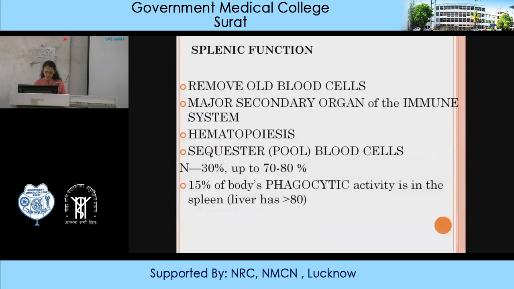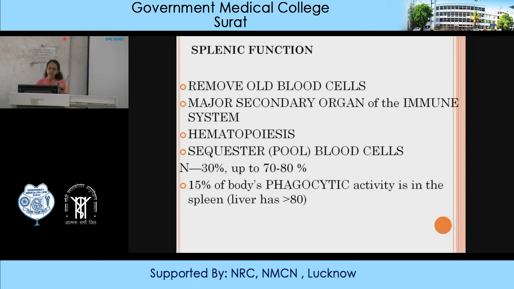Splenic function, in viva can be asked what are the functions of spleen, that to remove old cell, major secondary organ of immune system, hematopoiesis. Sometimes when bone marrow is actually compromised in aplastic anemia, or sometimes bone marrow has been replaced by malignancy, then hematopoiesis occurs in liver and spleen. So actually one can see the hematopoiesis in spleen also. So it's a major secondary organ for hematopoiesis. That means generation of blood cells.